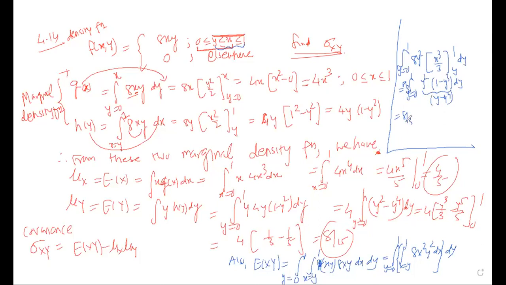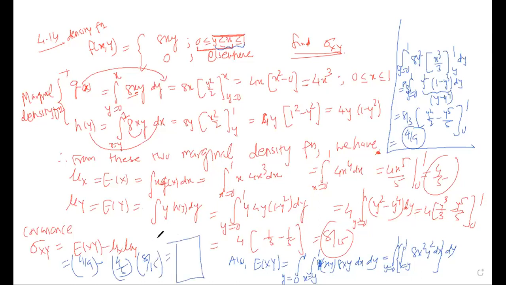So that is equal to 8 by 3, and here it is y squared by 2 minus y to the power 5 over 5, from 0 to 1. If you again use the second fundamental theorem of calculus, finally you will be getting 4 over 9. Plug these values over here. This is my 4 over 9. Nu of x, I figured it out, that is 4 over 5. Nu of y, I figured it out, that is 8 over 15. And finally, I'm going to get the answer that is 4 over 225. So that is the joint covariance.